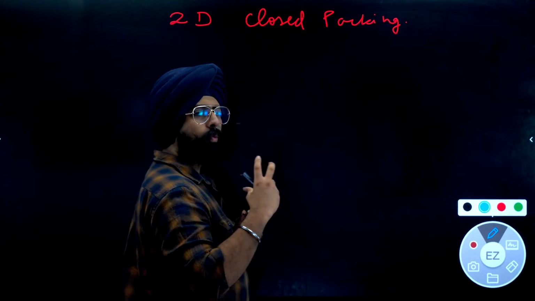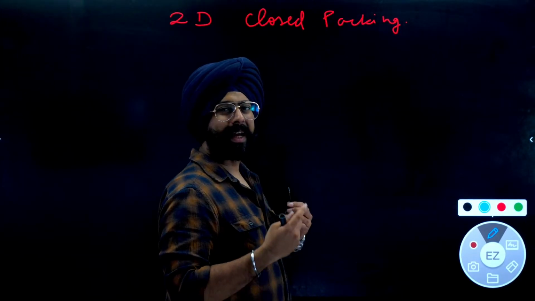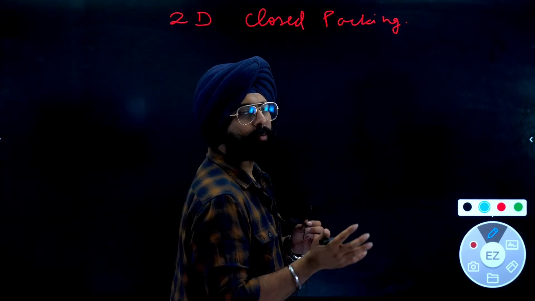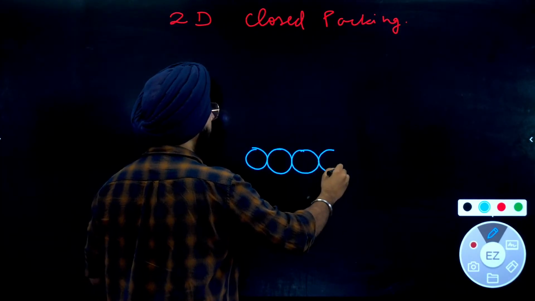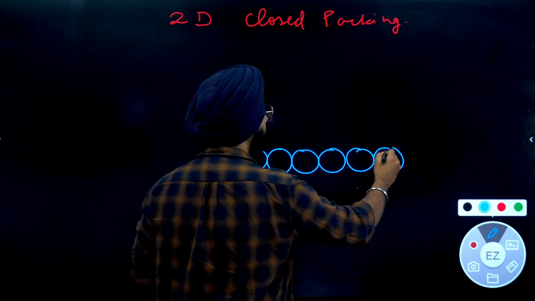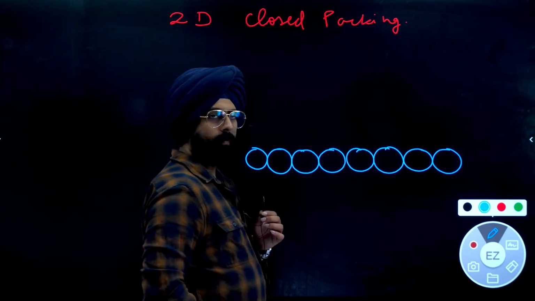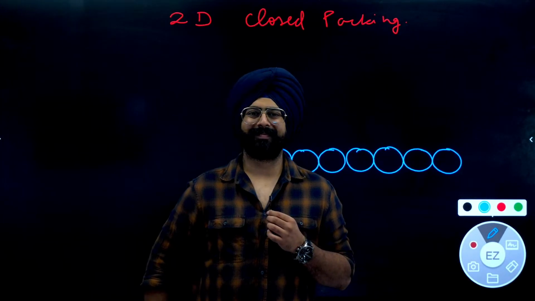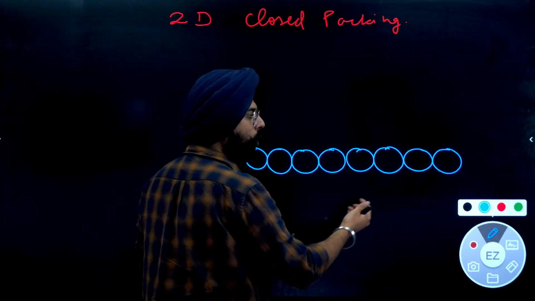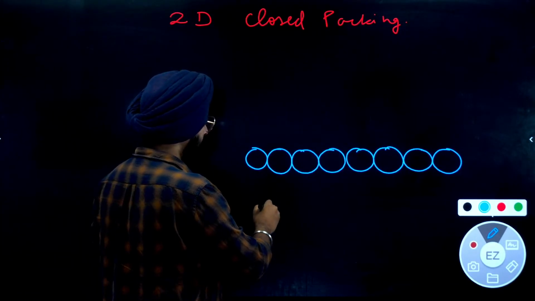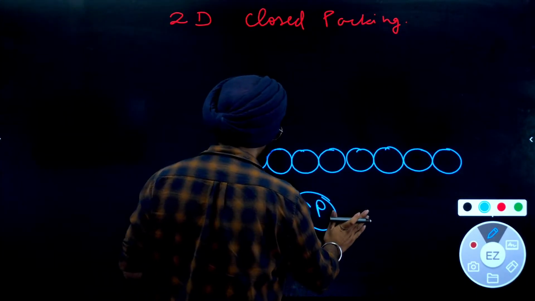So think about one dimension to start with. In one dimension, if I have to arrange spheres and I have to keep them as close as possible, how will I arrange them? Obviously, like this. You will keep them right next to each other. Yes. You will keep them right next to each other and their boundaries will be attached to each other. Yes. Cool. Got it? So this is your one-dimensional closed packing.